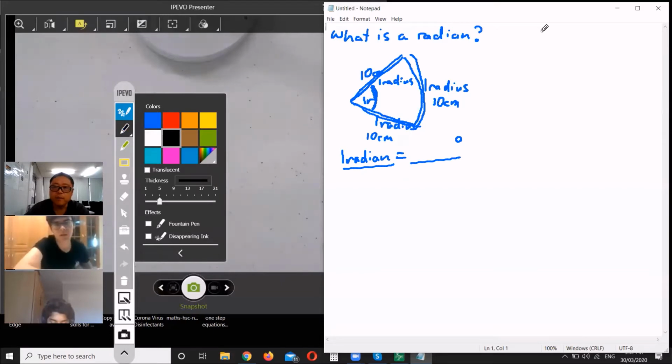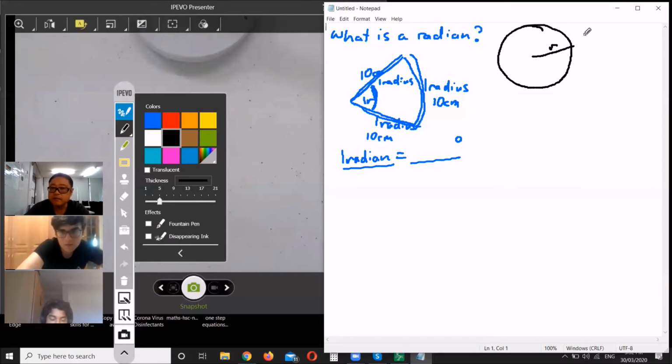So what would be the circumference of a circle with radius r? 2 pi r. Yeah. So in other words, that whole length will be 2 pi r, right? So that whole length will actually be 2 pi radians. Does that make sense? So the circumference of a circle would be 2 pi radians.